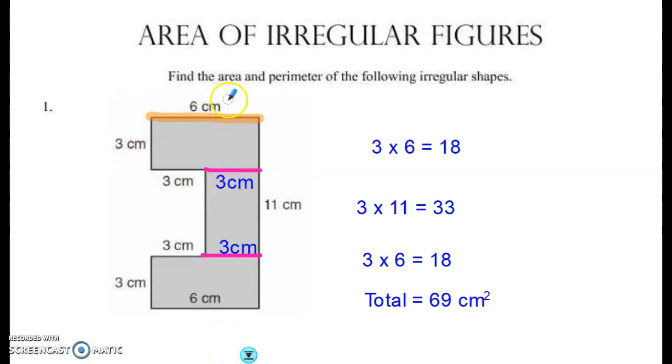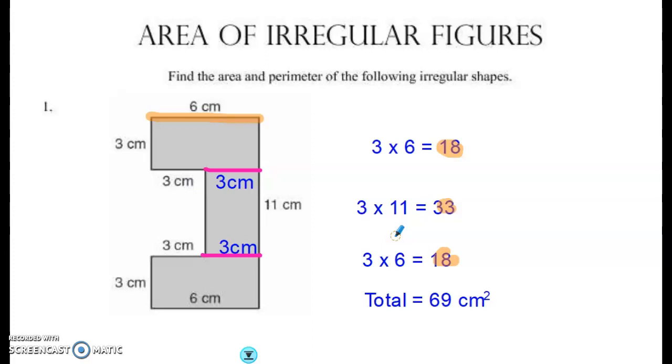This top is a 3 by 6 right here, 18. And this little rectangle, again, you want to break these up into rectangles. This is 3 by 11, so that's 33. And we have another 3 by 6 down here. And when we add these 3 guys up, this one, and this one, we're going to get 69 centimeters squared. So there you go for your first problem.